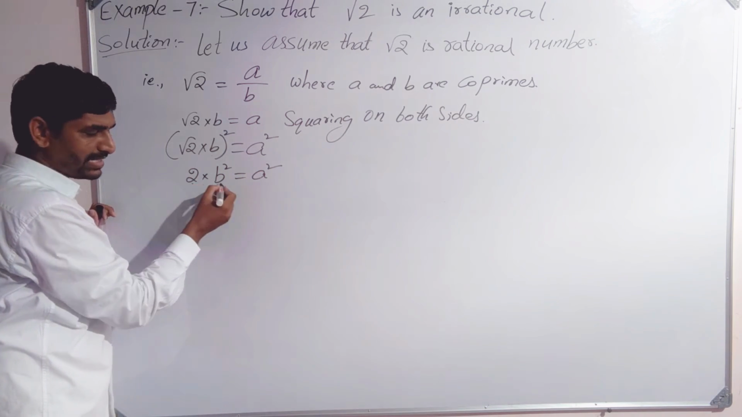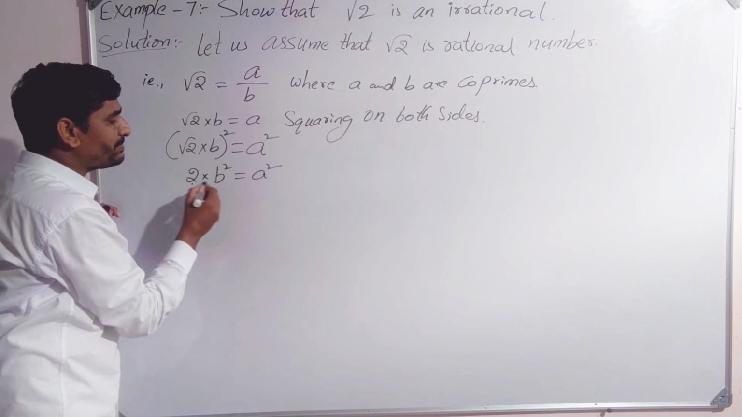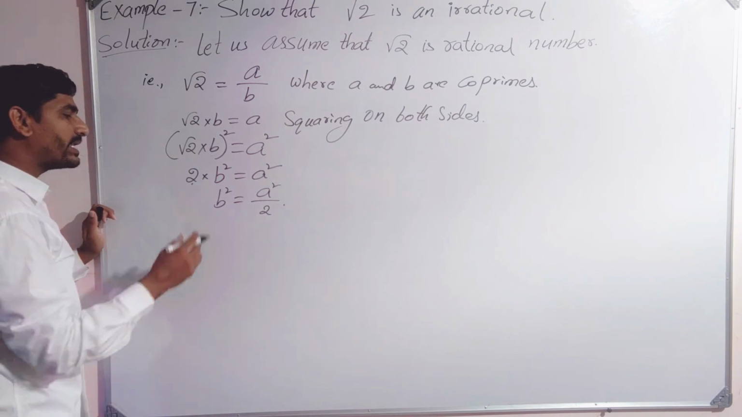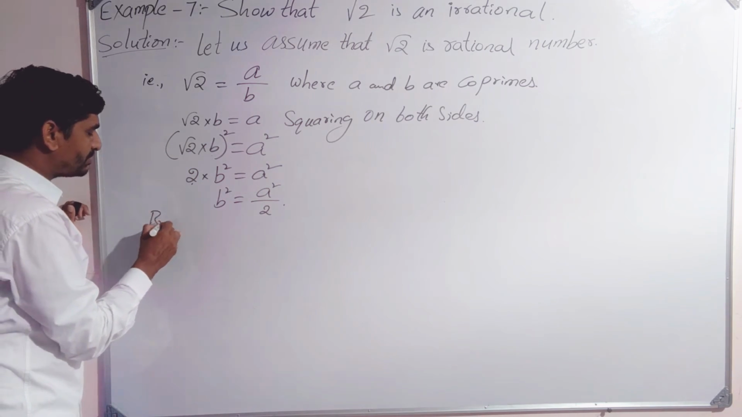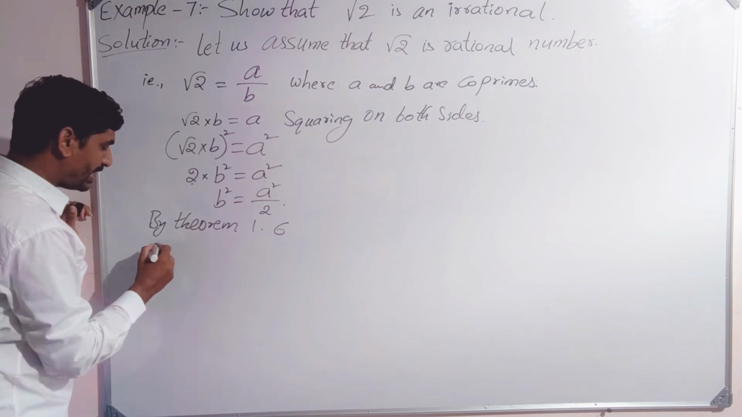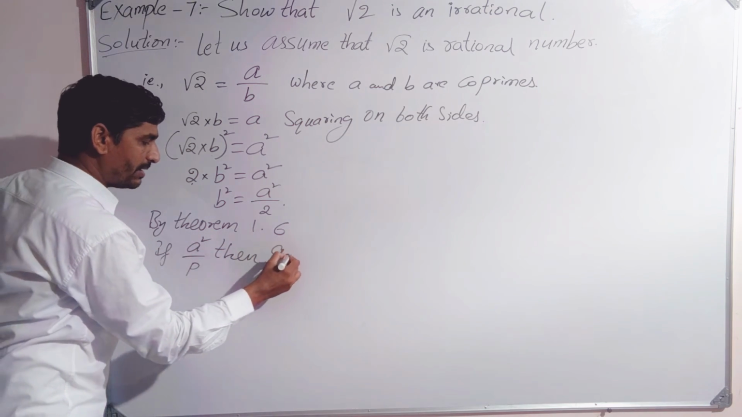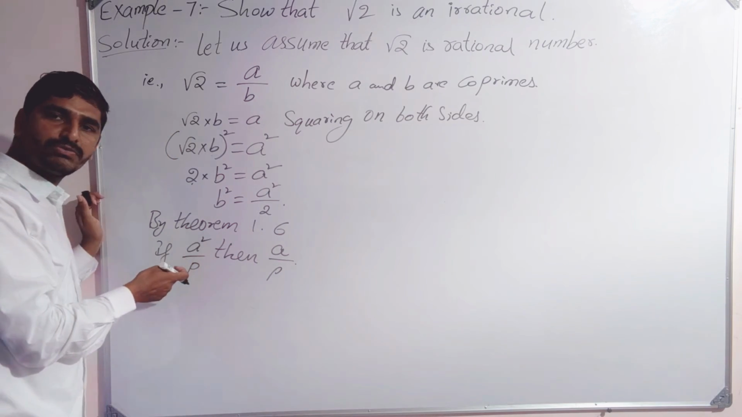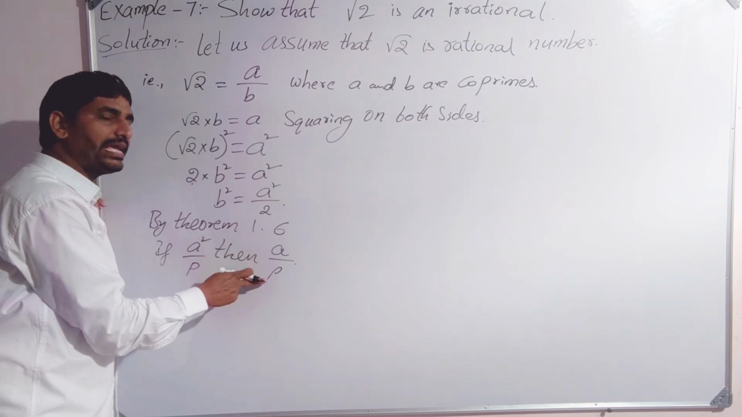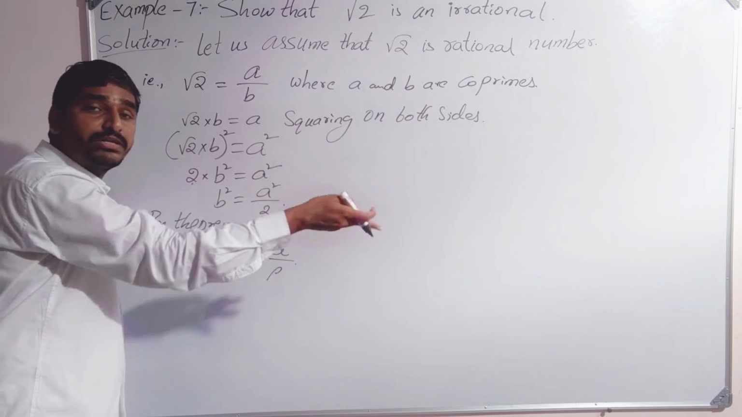Now sending the 2 to the right side, multiplication becomes division: a square by 2. Now we know that by Theorem 1.6, if p divides a square, then p divides a. Here a is any positive integer and p is a prime number. If a square is divided by p, then a is also divided by p.